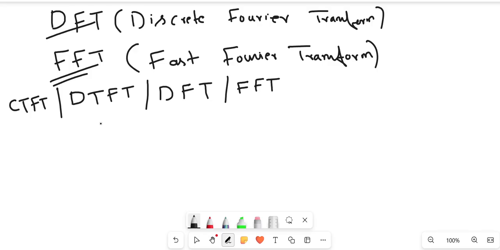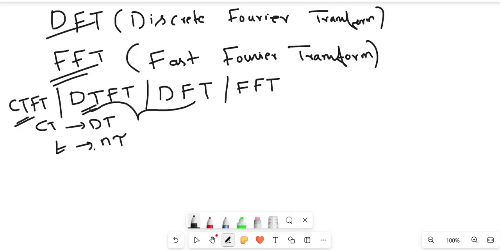Normally we will differentiate these two also. What is DTFT and DFT? This is continuous time and discrete time. We will start from this one. Continuous time to discrete time, how can we do it? By sampling this T. Normally the T is assumed to be 1. So now we will see the mathematical representations of all this one by one.